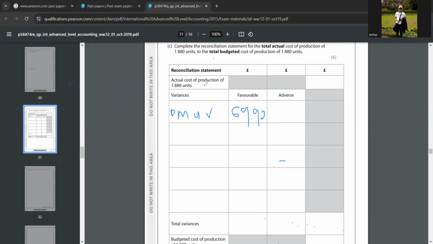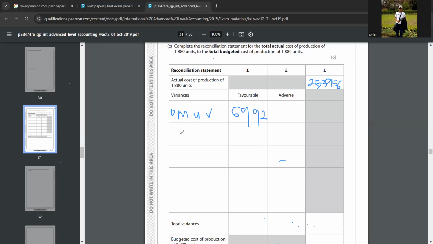Before this part, you have to fill this: the actual cost of production of 1,880 units. Actual cost. So what's the cost here? Can you look at the question and tell me what value will come here? 253,956. Okay, correct. So yes, this is the actual cost for 1,880 units. 253,956.